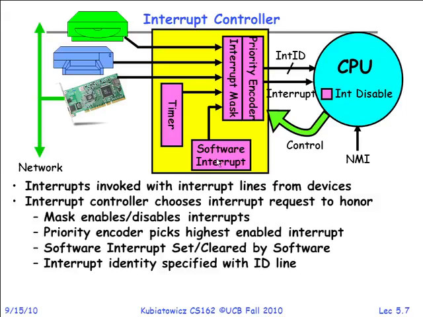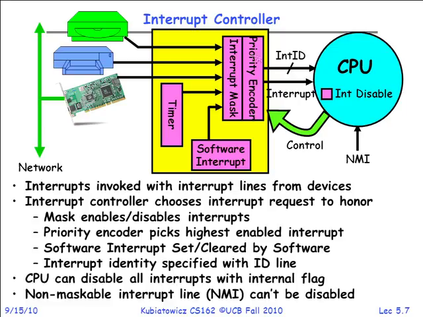So I think I just said all this. The interrupt controller chooses which request to honor, and that's a combination of the interrupt mask and the priority encoder. Software interrupts are cleared by software. And the CPU can disable all interrupts with this internal flag. Okay, and NMI is basically a game over type flag, and so basically when that's asserted, the processor stops what it's doing and does something else. Yeah. Yes. So typically everything in here is programmable by software. Typically programmable only by kernel mode, by the way, though, for obvious reasons.